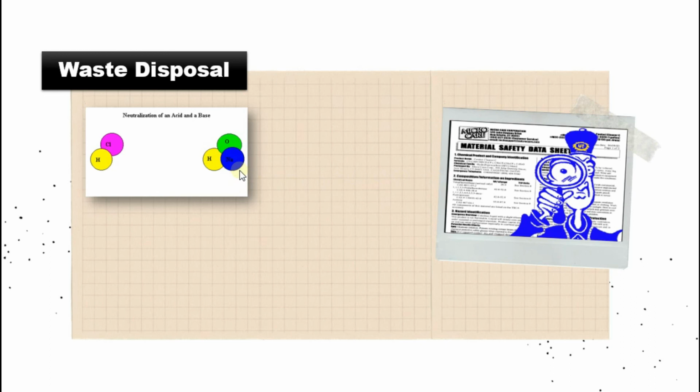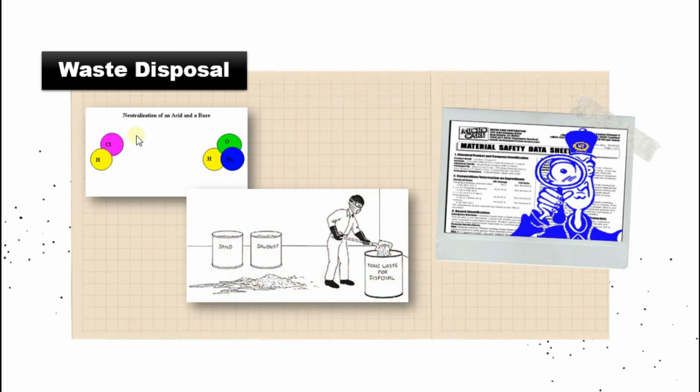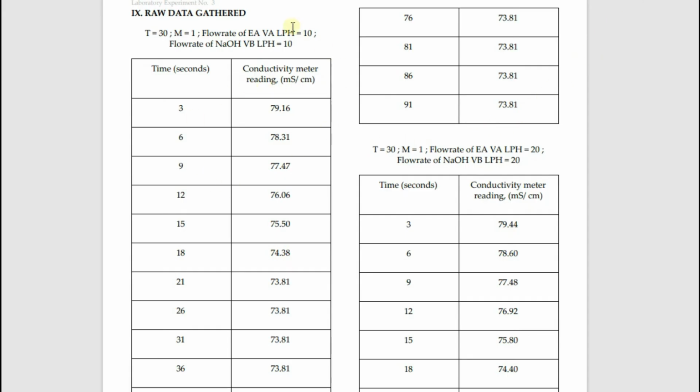Same with ethyl acetate, that is also categorized as hazardous waste for the reason that it is a flammable liquid vapor solution. It should be disposed away from all possible sources of ignition and incompatible materials such as oxidizing agents, acids, and alkalis. This is some of our raw data that we have gathered.